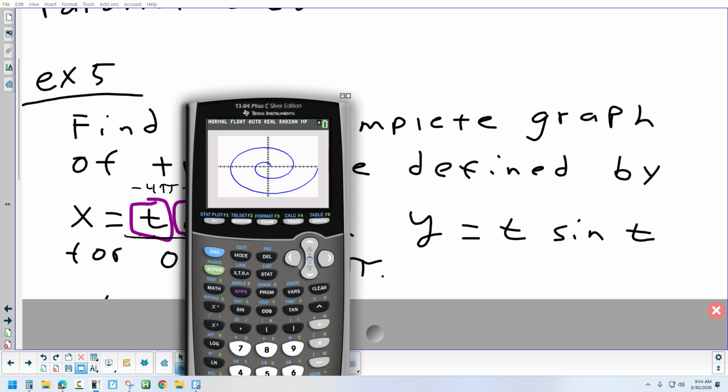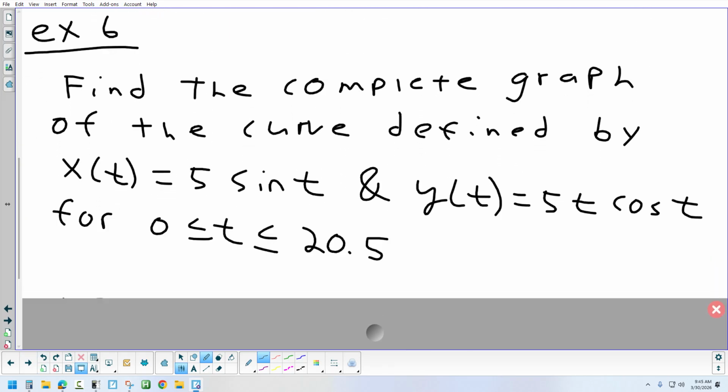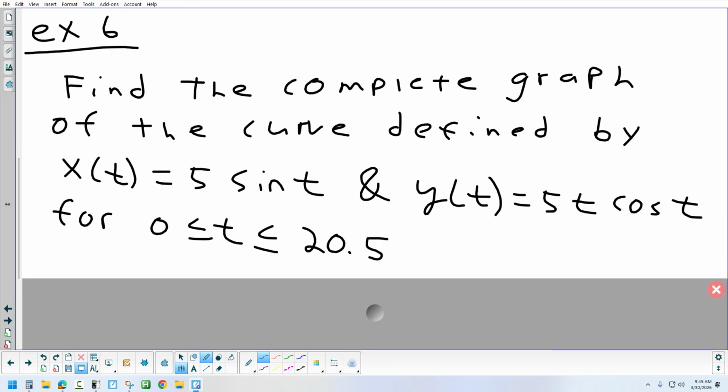Okay. Any question on that one? So that's a spiral. Let's try this one. So 2 equations. So what I like to do is just try to analyze it first.